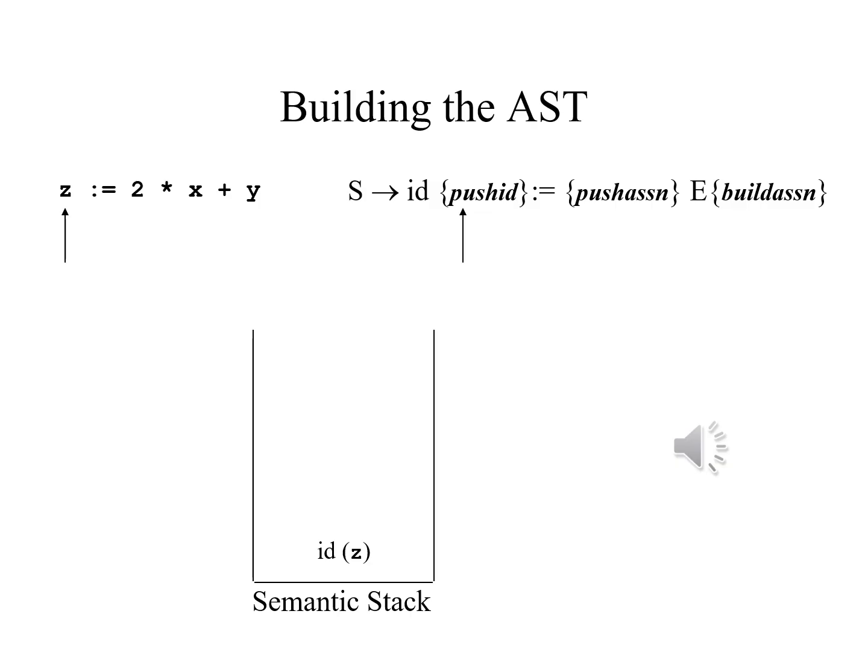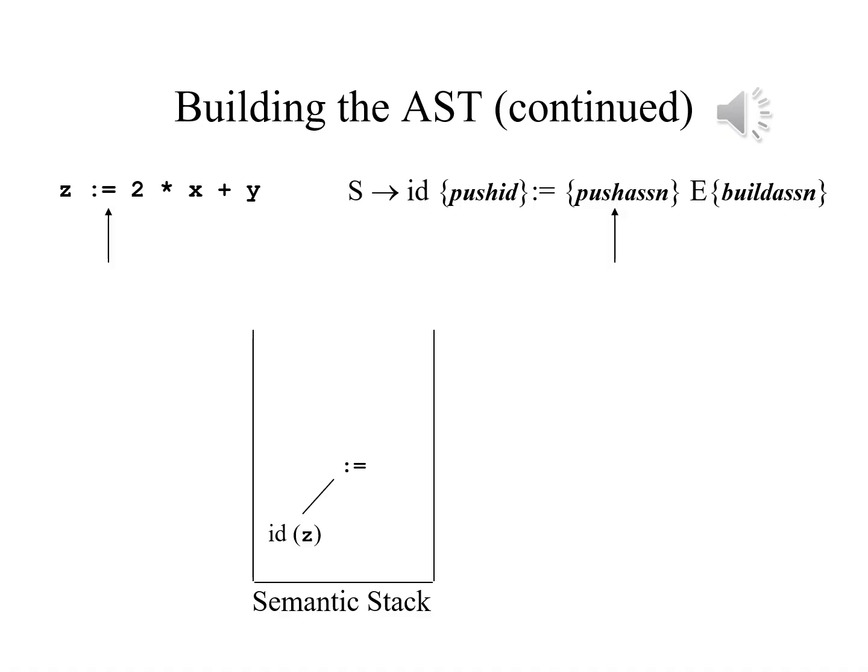The first production in the grammar is S derives id, push identifier, is set equal to, push assignment, E, build assignment. We get past the initial identifier, and then we have the action push identifier, and that's exactly what we do.